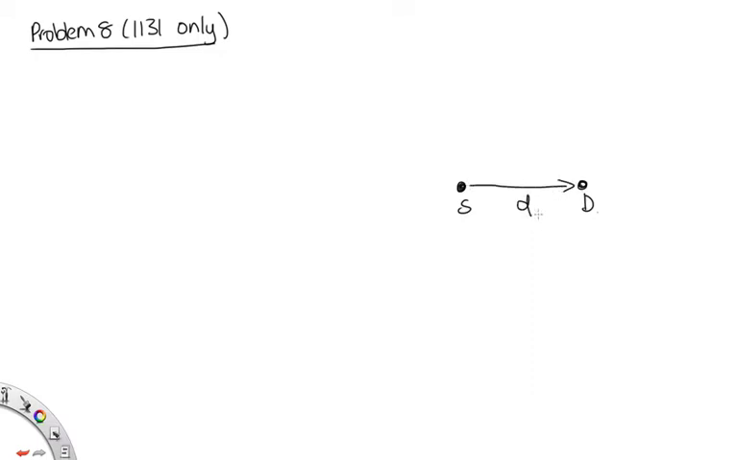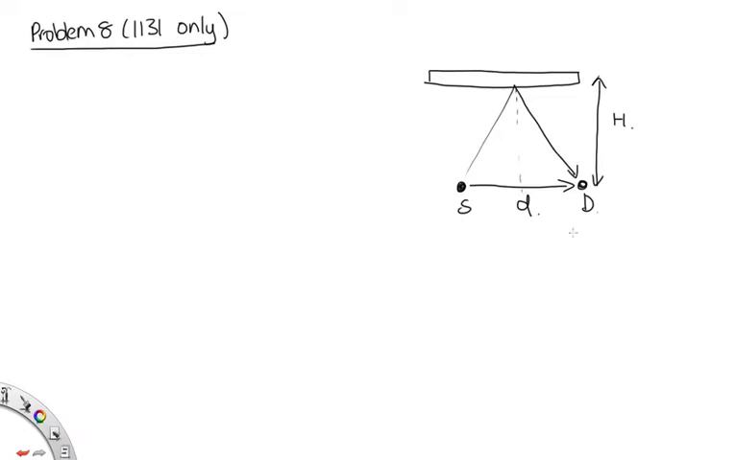Problem 8, which is for 1131 only. In this question, we have a source and we have a detector. There's two ways for waves to travel from the source to the detector. They can go directly, covering a distance d, or they can go up to a layer of atmosphere, which is a height capital H, above the source and the detector, and be reflected back down.